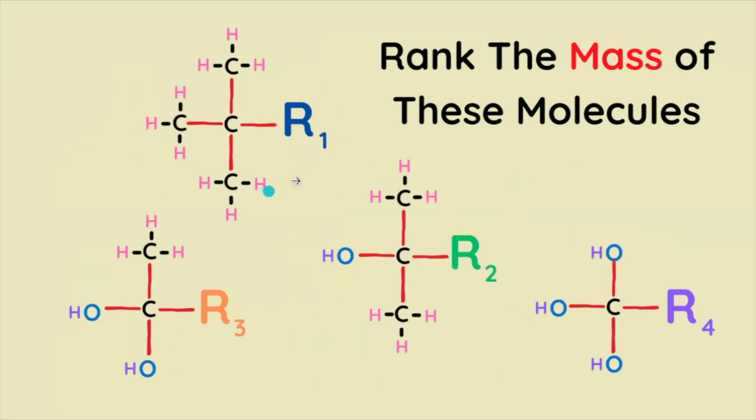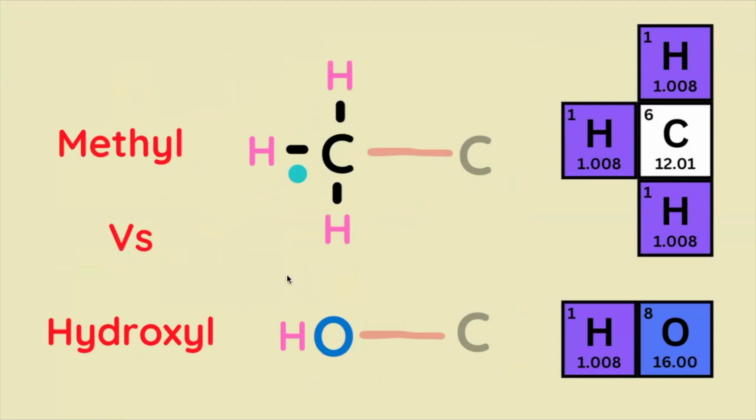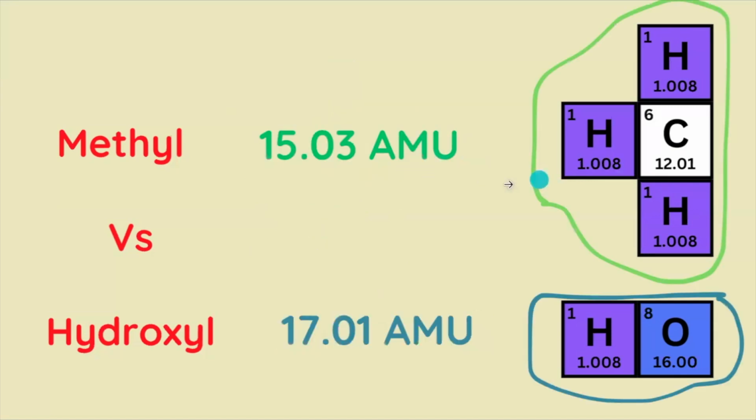Well, we've already turned our molecules into Lewis structures, so we can see all of the atoms in the bonds present. So really, the differences between each molecule is the presence or absence of methyl groups and hydroxyl groups. So understanding what elements compose each group respectively will inform our mass comparisons. Using the atomic masses on the periodic table, we calculate that a methyl weighs 15.03 atomic mass units and hydroxyl is 17.01 AMUs.